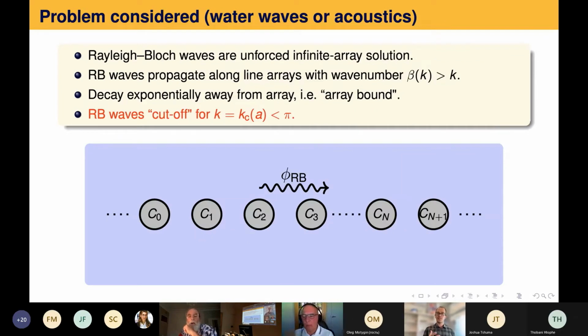And they exist for all frequencies up to some cutoff, which I'm calling KC, depends on the radius A, and it's strictly less than pi. Now, this talk is all about what happens above that cutoff.